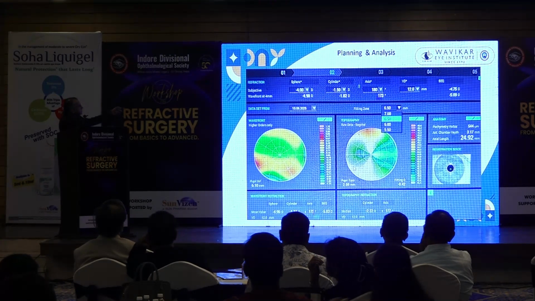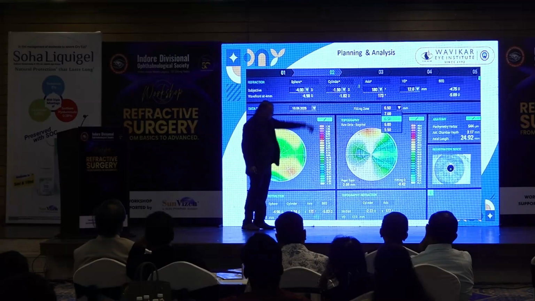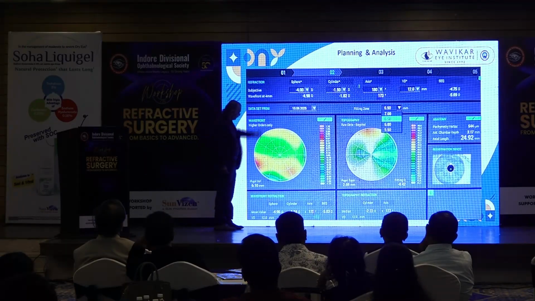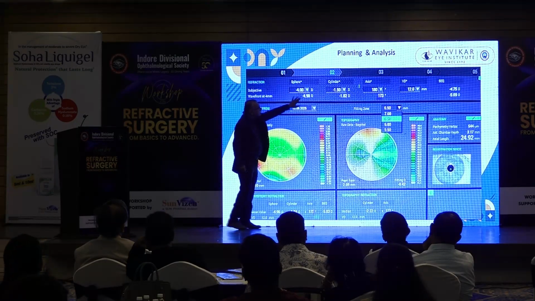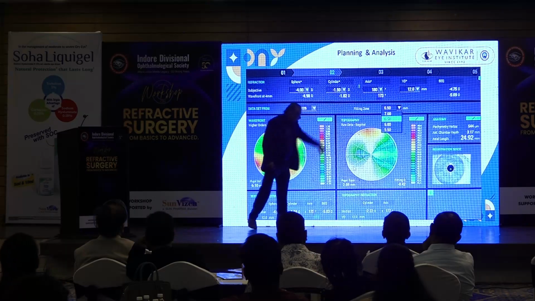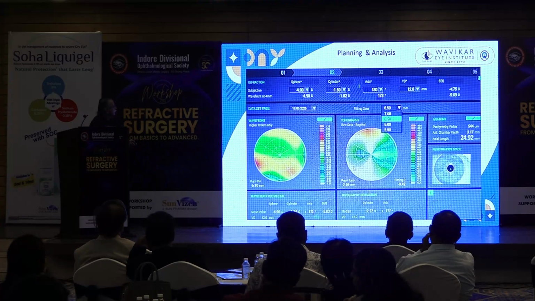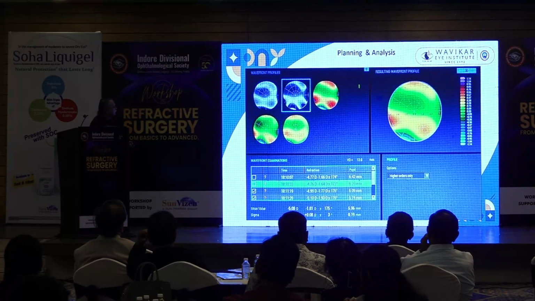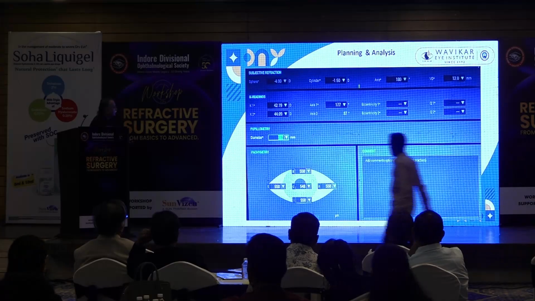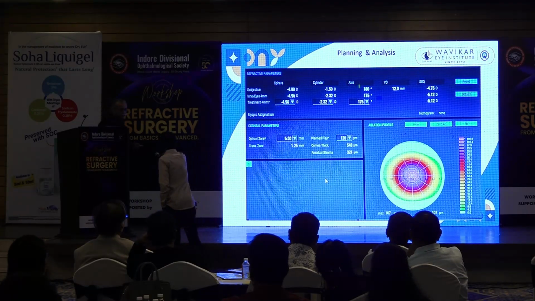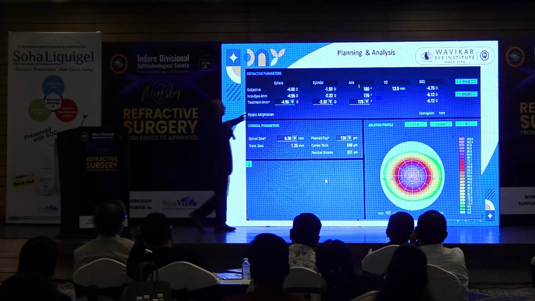Okay, first thing I see is the axis, 175, 173, 180, quite matching. Refraction, quite okay. 4.96, 4.98, 4. I will come to this later on, why. And the cylinder is slightly on the higher side. We'll come to this later on. You choose whichever graph you want. Similarly about topo. You enter pachymetry.